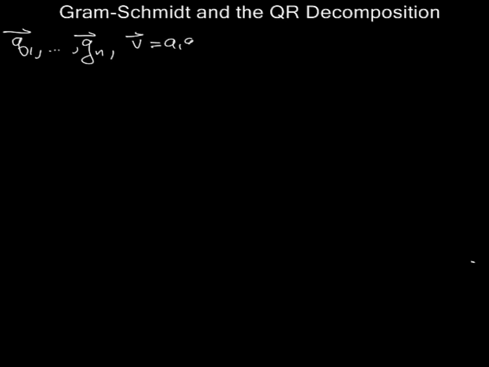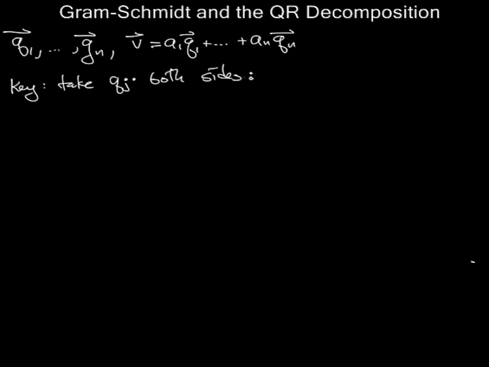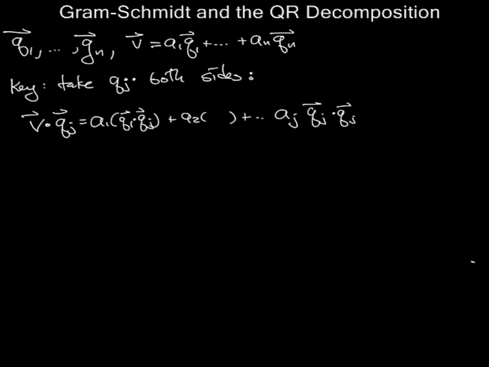So suppose you have an orthonormal basis q1 through qn, and you're trying to write a vector v as a linear combination of the qi's. You know that you can do that. So suppose you've done that, take qj dot both sides of this equation. Well, on the left-hand side, you just have v dot qj, and on the right-hand side, you get the sum of all these terms involving dot products with the qj.